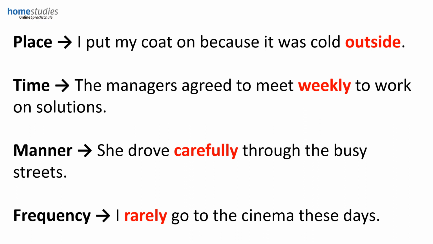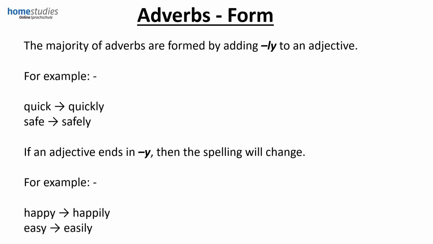Remember, we use adverbs of frequency to tell us how often we do things, like rarely, sometimes, never, always. Now, let's remind ourselves of how we form adverbs. So, most of the adverbs are formed by simply adding ly to an adjective. For example, the adjective quick will become quickly. The adjective safe becomes safely.